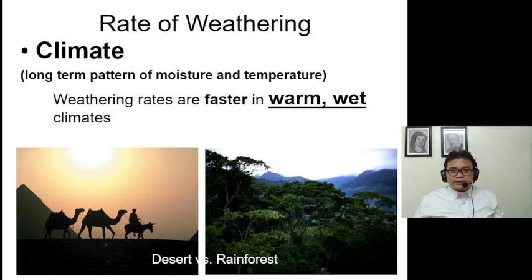Okay, and of course for climate, it's the long-term pattern of moisture and temperature. The weathering rates are faster in warm, wet climates. Of course, for wet climates, the moisture can easily seep through the cracks along the rocks, and the higher the temperature, the higher the rate of weathering.